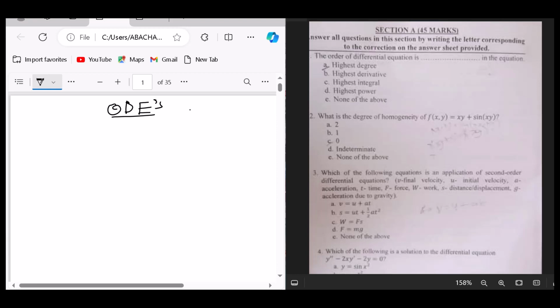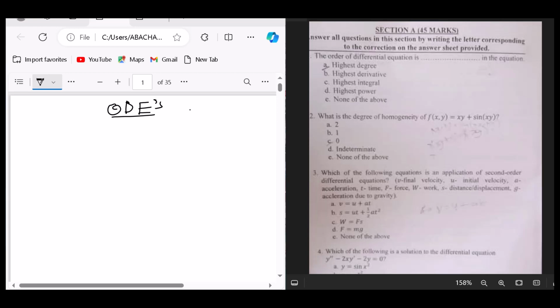So we have the questions on our right hand side of the screen. The first question is: the order of a differential equation is dash in the equation. Then they said A, highest degree, B, highest derivative, C, highest integral, D, highest power, and E, none of the above. So here, what is the answer?